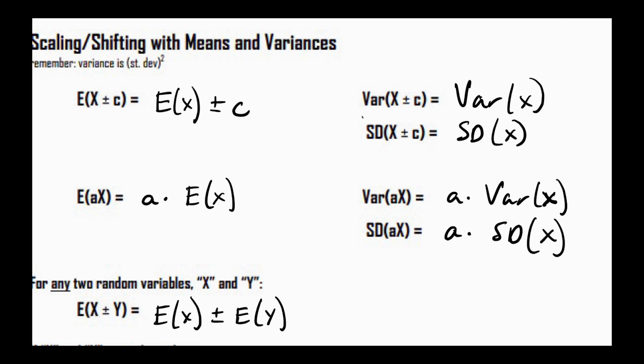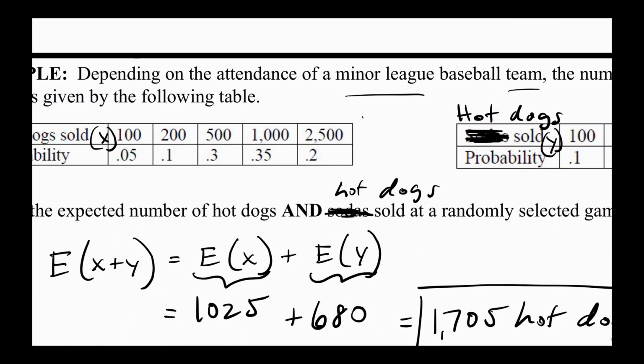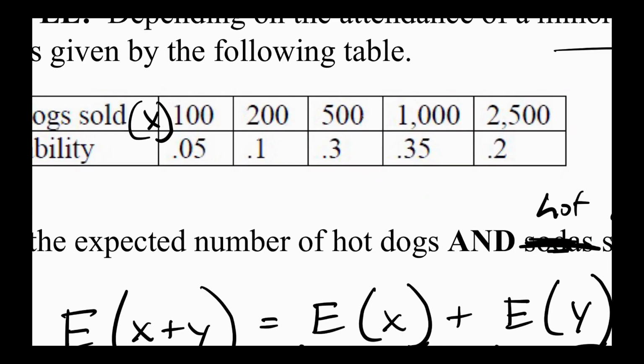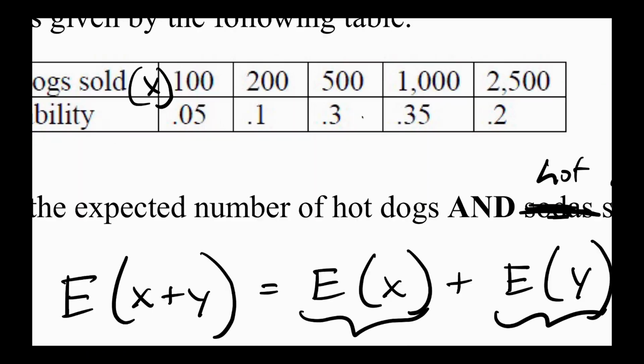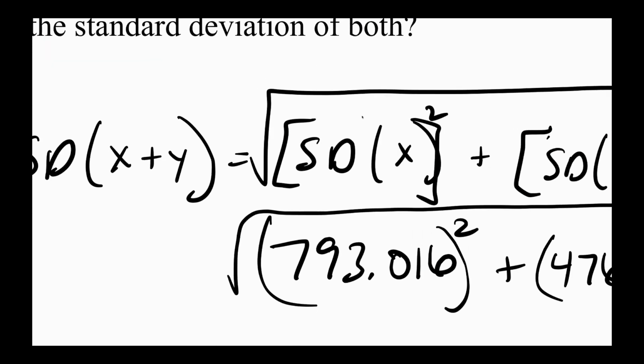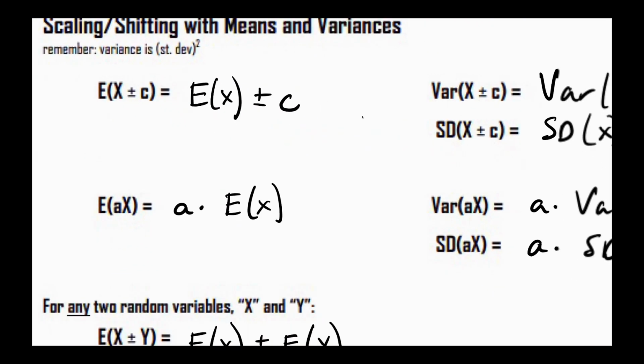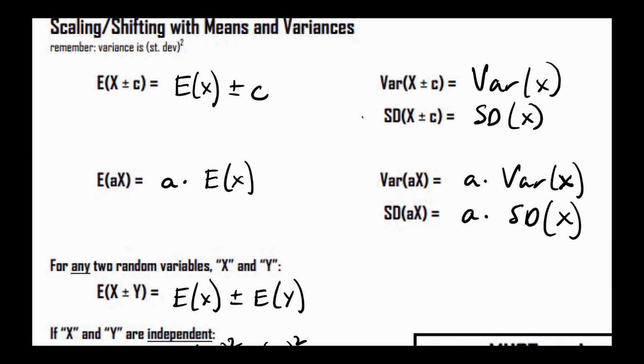If I add 50 to all of these guys here, are they getting any farther apart? No, they're not. Exactly. They're the same distance away. There's no difference within. So that's why standard deviation stays the same. Same thing with variance. Okay.